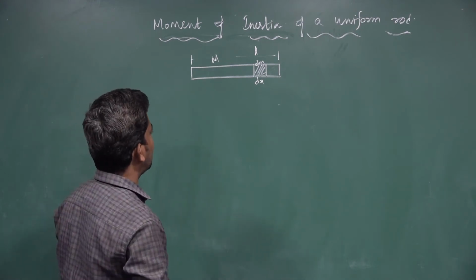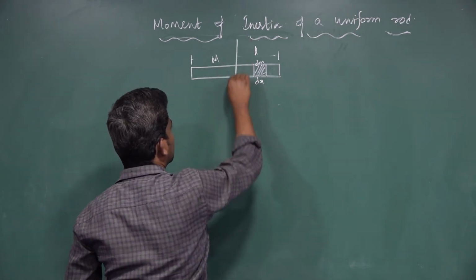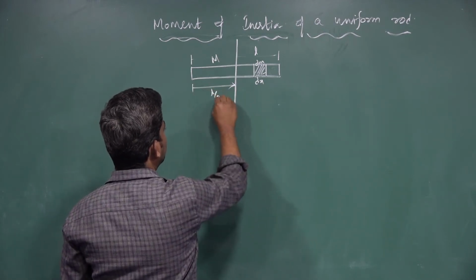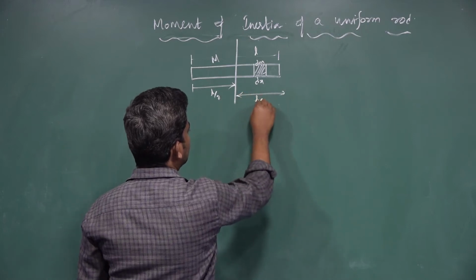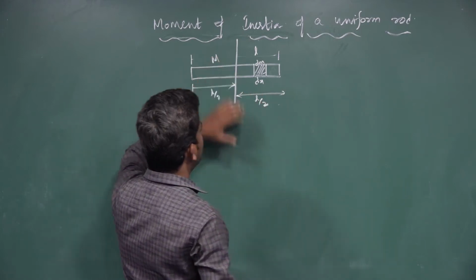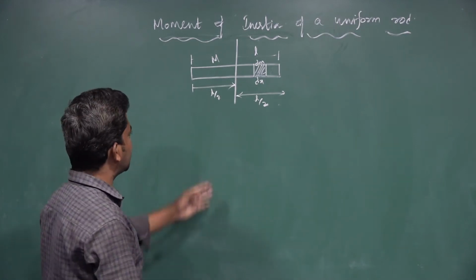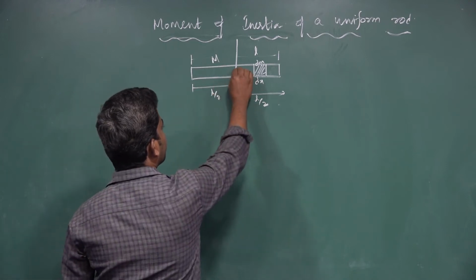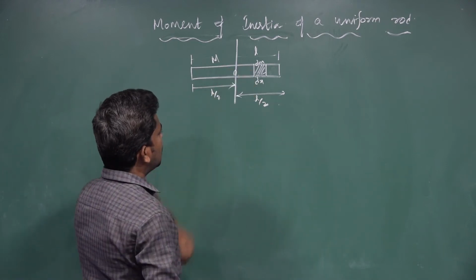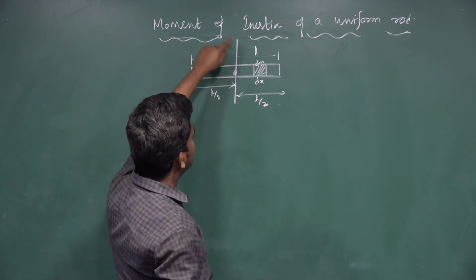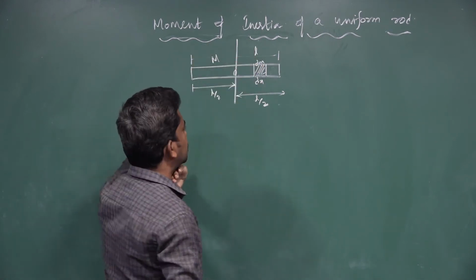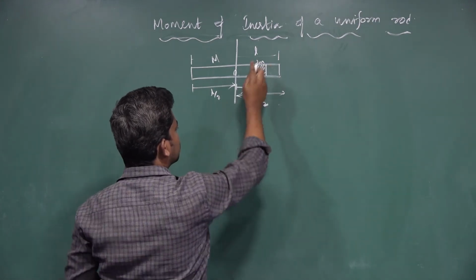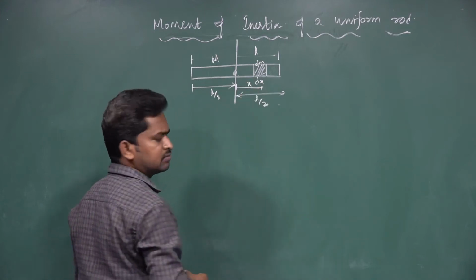I want to take the axis at the center point, perpendicular to the rod. The overall length is L, so this half is L divided by 2, and this half is also L divided by 2. The axis is placed at the center of mass of the uniform rod, perpendicular to the rod at center point O. This is the main setup, and I want to calculate the moment of inertia of the uniform rod about this axis. The small mass dm is at a distance x.